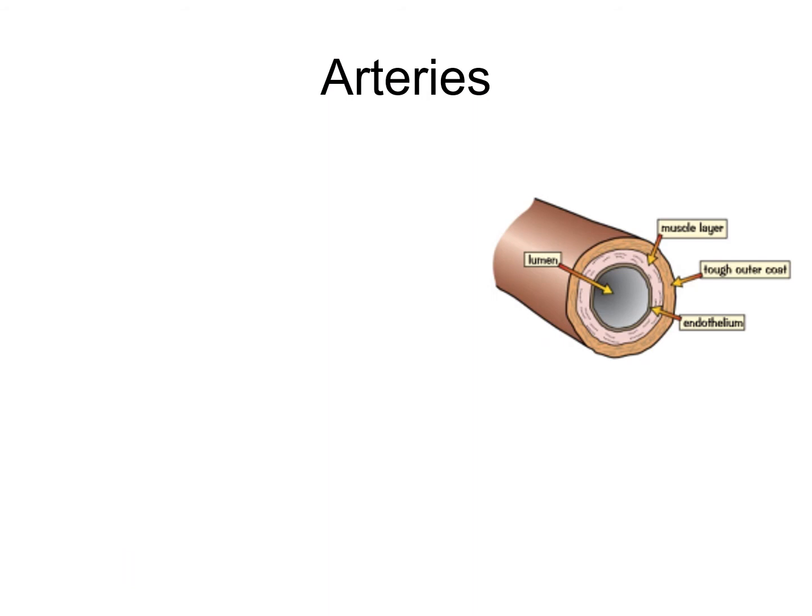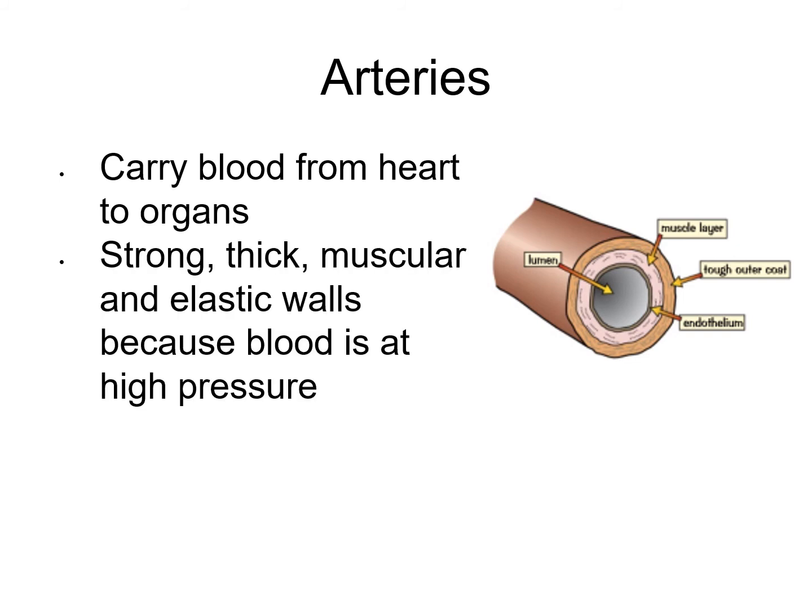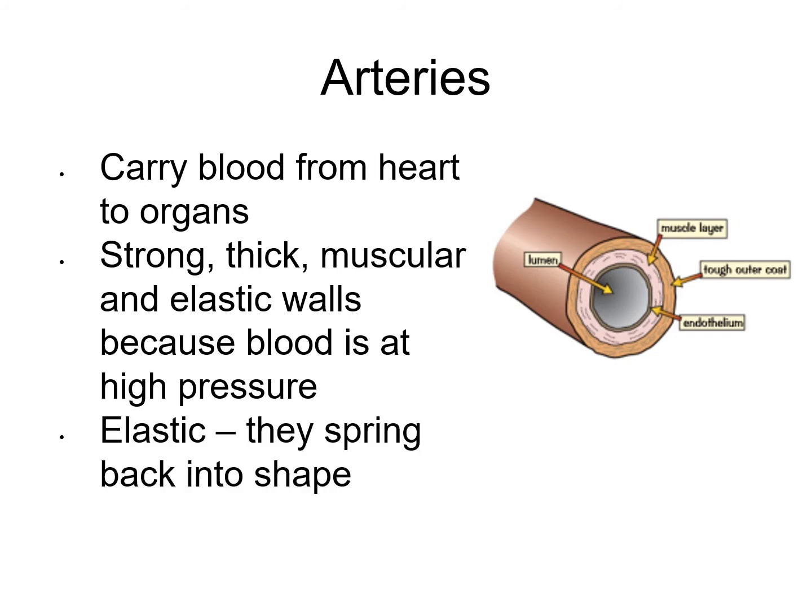Okay then, let's go through the different types of blood vessels that are in our bodies. We'll start with arteries. These carry blood from the heart to the organs. They have very strong, thick, muscular walls because the blood being pumped through arteries is under really high pressure. And the walls are also quite elastic because as the blood pumps through and stretches the arteries, they have to be able to return to their original shape.